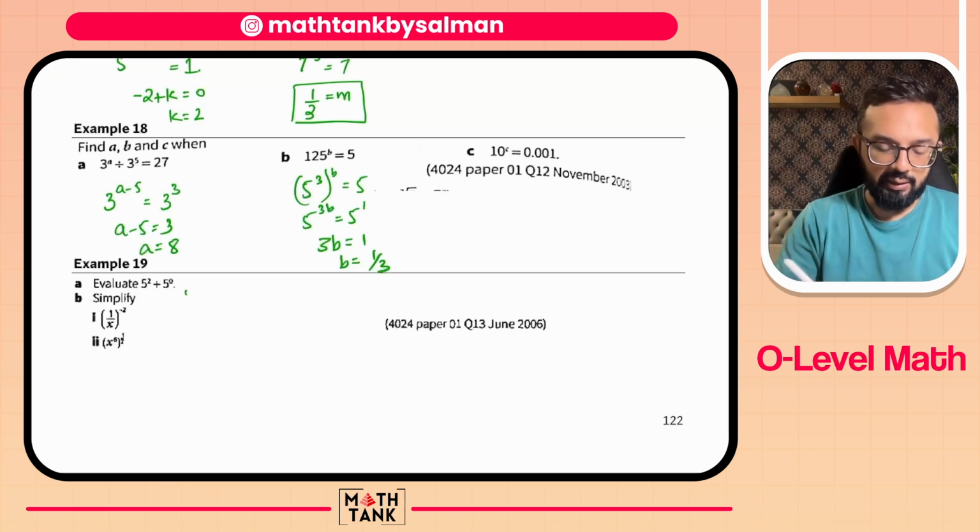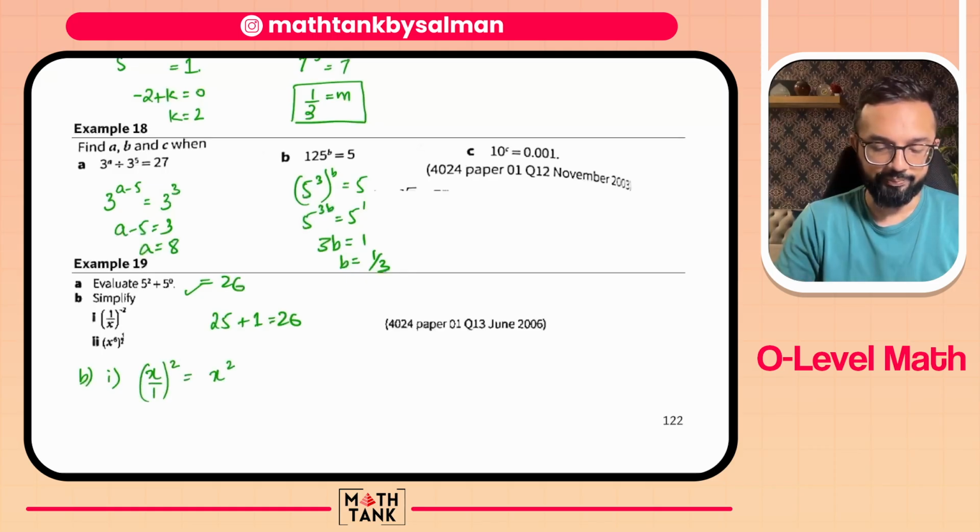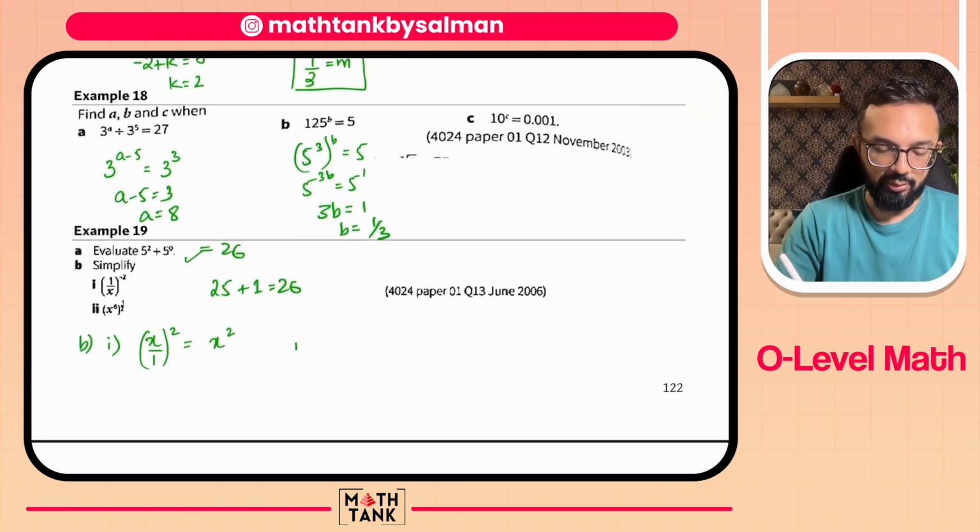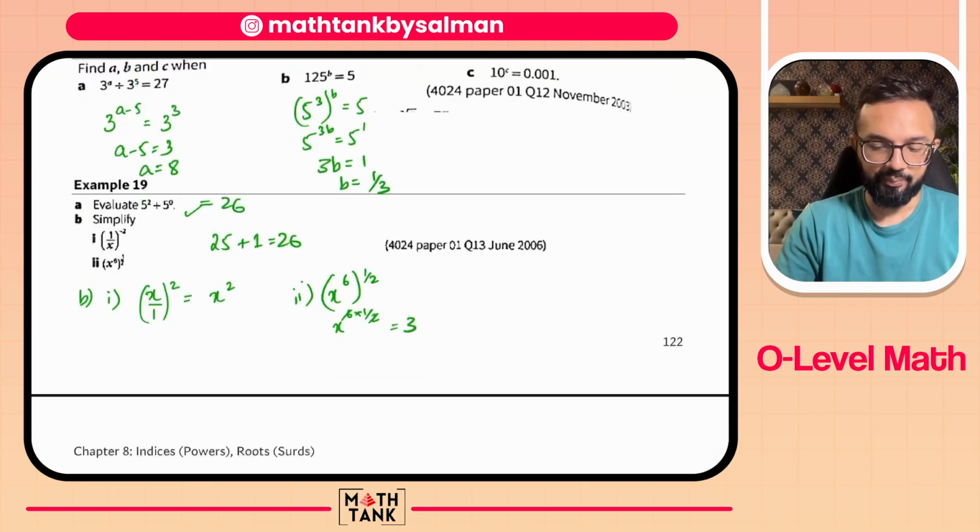Then it says evaluate 5 power 2 plus 5 power 0. So 5 squared is 25 and 5 power 0 is 1. This should give you 26. Part B1 says to simplify these powers. So how do you deal with the negative power? You take a reciprocal. That's what the rule says. So that's x squared. Part 2, x power 6. When you have one power inside the bracket and one power outside the bracket, you multiply the powers. That gives you x cubed.